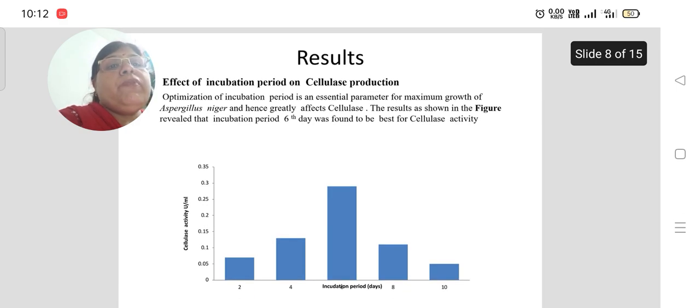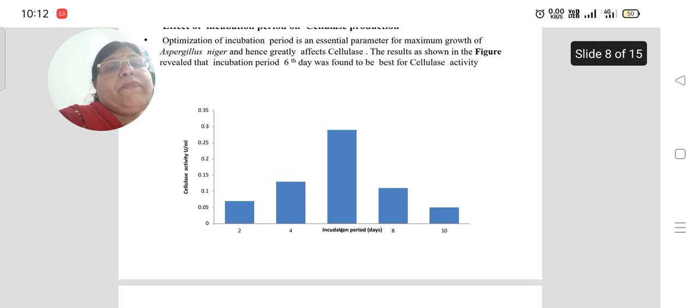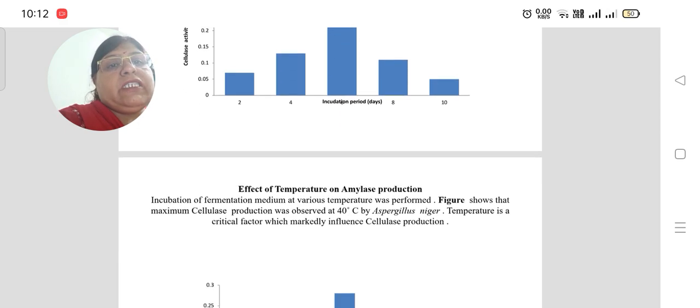Now the results. Effect of incubation period on cellulase production. Optimization of incubation period is an essential parameter for maximum growth of Aspergillus niger and hence generally it affects cellulase activity. The results as shown in the figure reveal that the incubation period, that is the 6th day, was found to give the best cellulase activity. This figure clearly shows that the 6th day gives maximum activity.